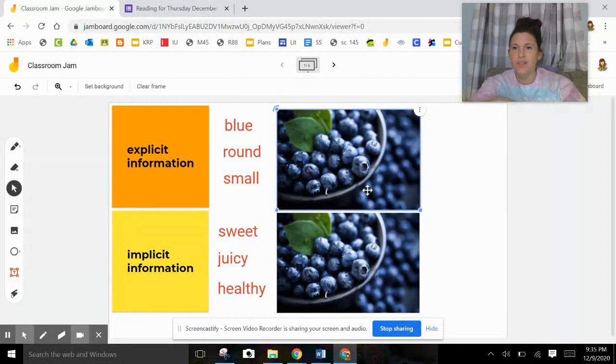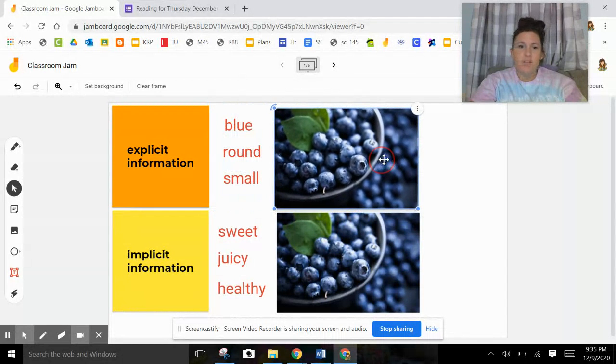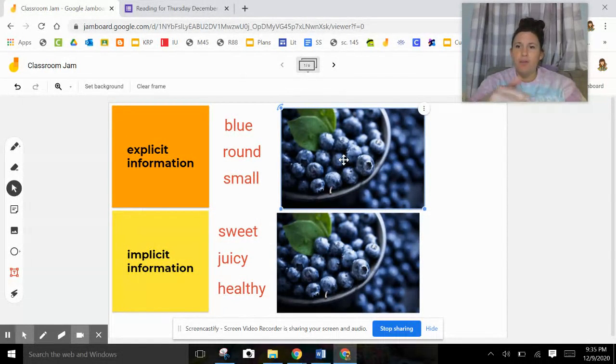I got rid of the four boys that were dancing, because we've seen that one a bunch of times. So I stuck with this one. I have another one on the next slide. You guys know that the explicit, the obvious information, is that they're blue, they're round, they're small. It's easy to find. It's right there in front of you. That's explicit information. The implicit information is what's hidden. It's what you have to use your brain to find. It's what you have to infer.